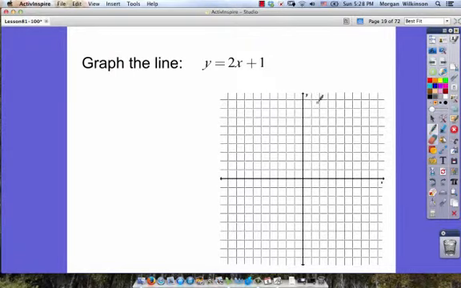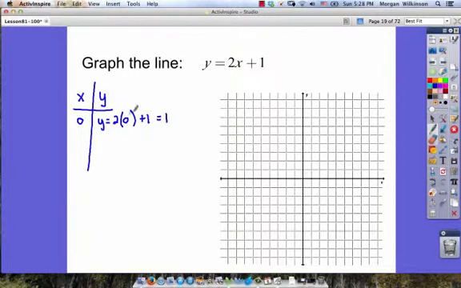Let's graph this line. Y is equal to 2x plus 1. So we're going to pick an x, and we're going to solve for y. Picking x as 0 is always a good one, because it's going to be easy to solve, especially with multiplication. So y is going to be equal to 2 times 0, because that's our x value that we've chosen, plus 1. 2 times 0 is 0, plus 1 is 1. So let's extend our table line. When x is 0, y is 1.